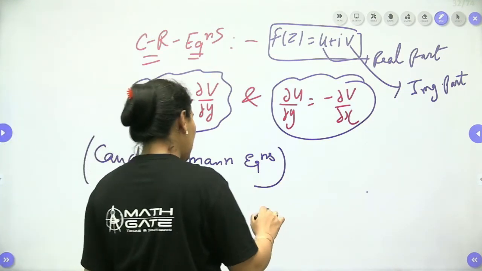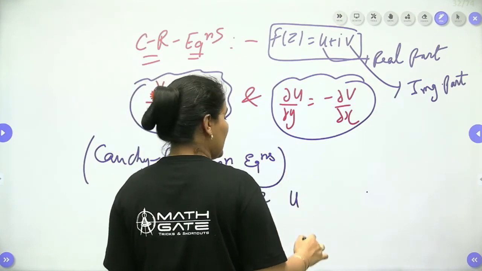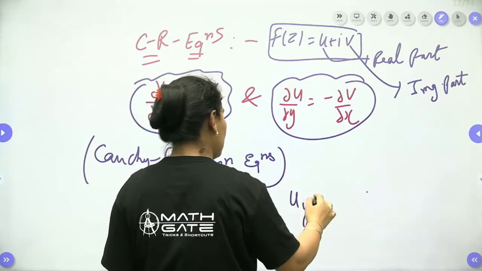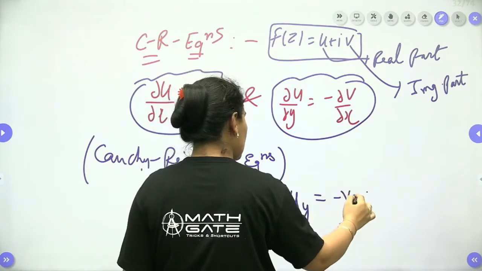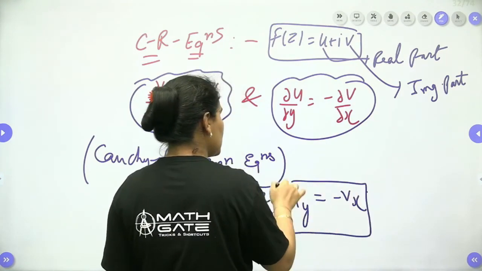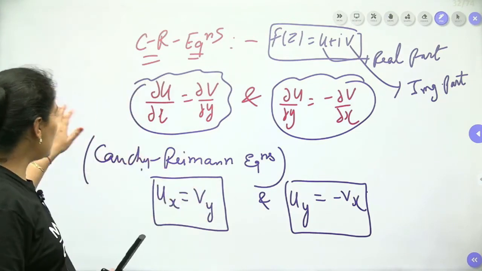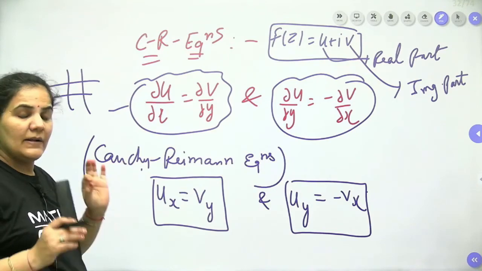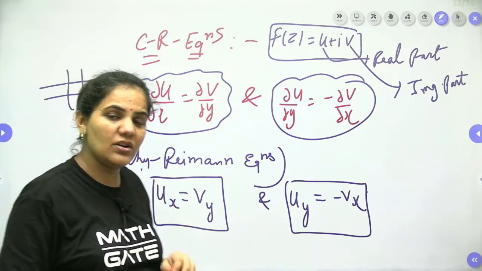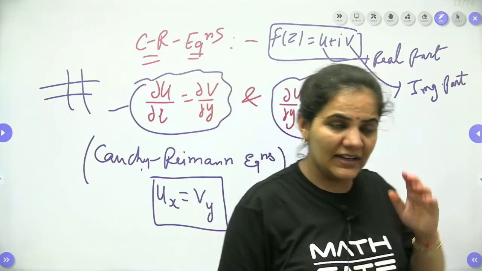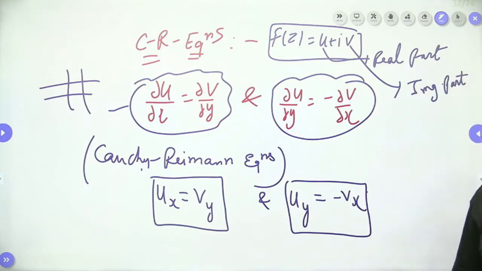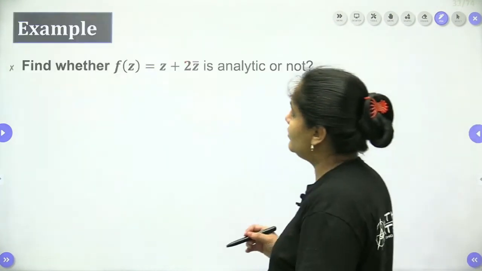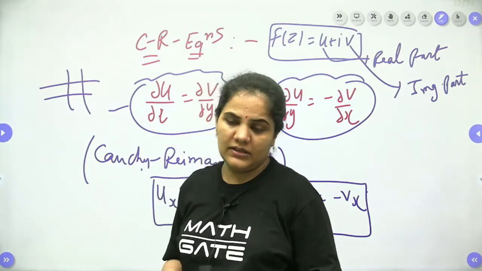Okay. Similarly, the partial differentiation of u with respect to y will be uy, and the partial differentiation of v with respect to x will be vx with the negative sign. So if any function satisfies these two conditions, the first and the second, then only you will say that the function is called an analytical function, or holomorphic function, or regular function. Clear, guys, right? Okay, now how the question comes from here, let me show you.